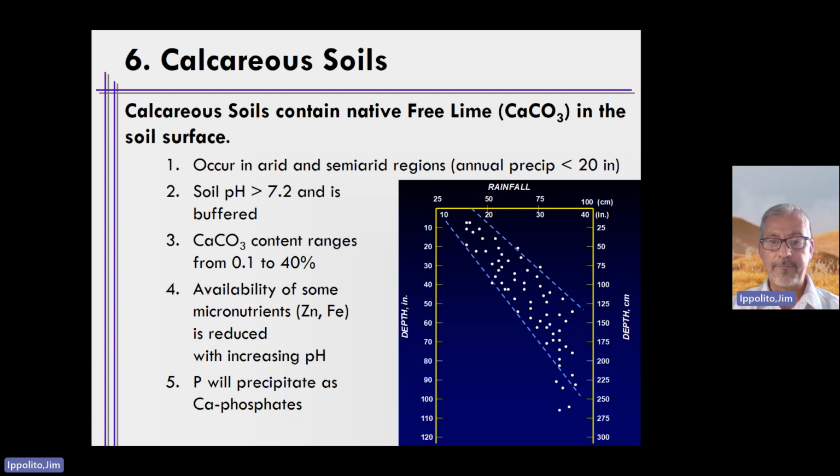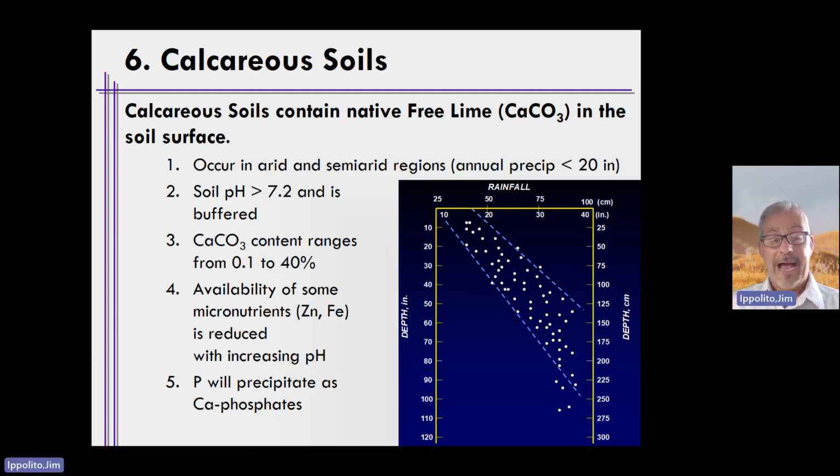All right, so you learned about buffers. It's buffered by calcium carbonate or some other liming material that's present in the system. Oftentimes, in fact, most often it's calcium carbonate. And calcium carbonate in these soils can range from anywhere between 0.1 and 40%, which is a huge range. And I can tell you that even at 0.1 or even at 40% free calcium carbonate in the soil surface, the pH of that soil may be above 8.